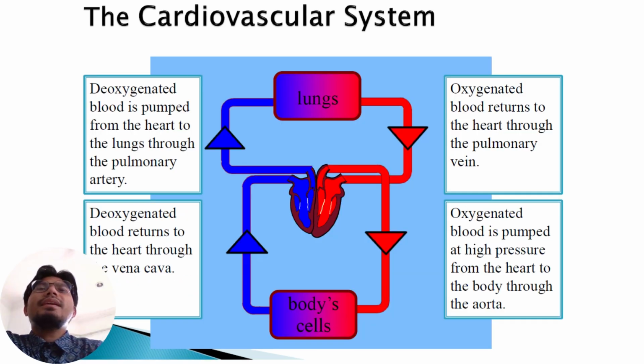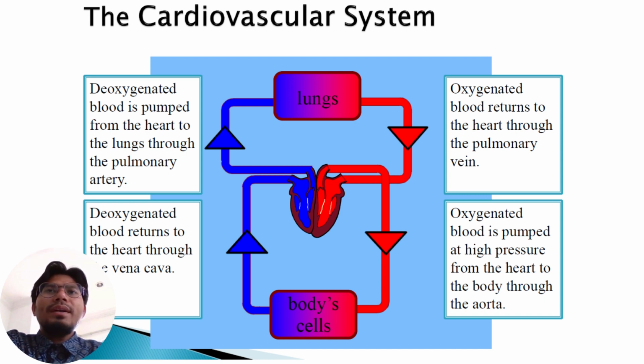The cardiovascular system is highly associated with the respiratory system, whereby oxygen enrichment takes place in the lung. If you see this figure, the heart will pump deoxygenated blood to the lung through the pulmonary artery. In the lung, oxygen will diffuse into the blood and carbon dioxide will diffuse out through the lung to the atmosphere. The oxygenated blood will return to the heart through the pulmonary vein and will be pumped out throughout the body through the aorta.